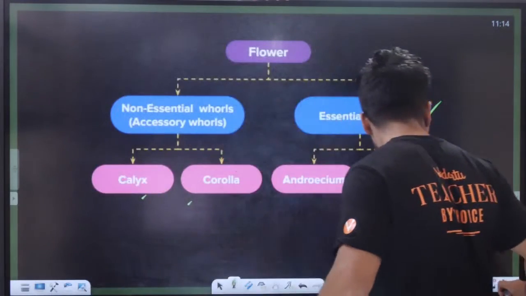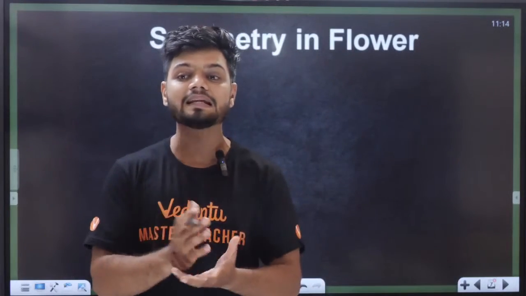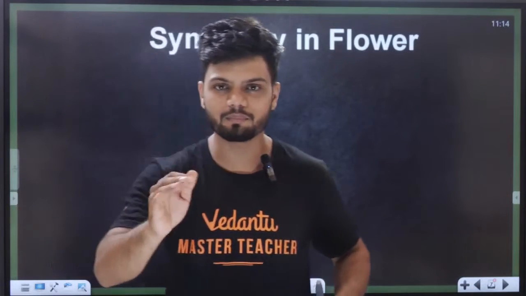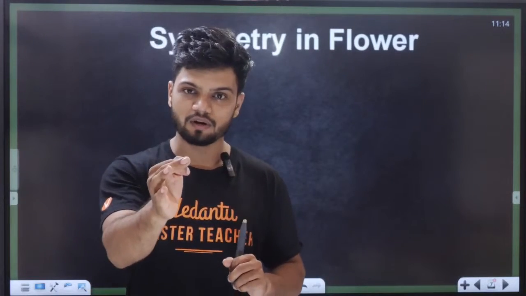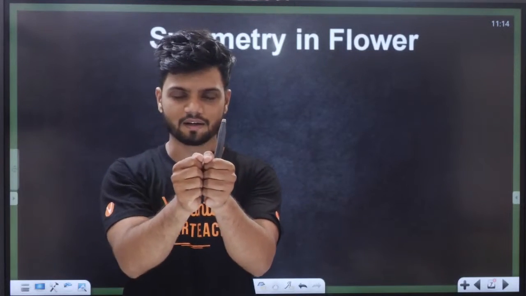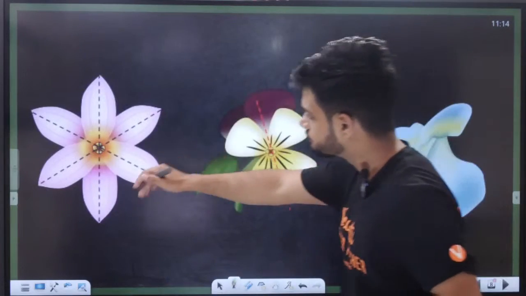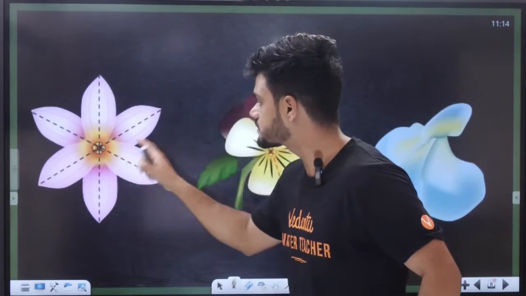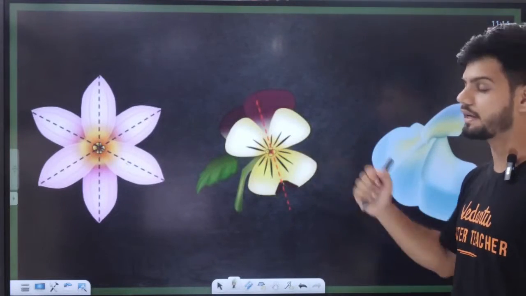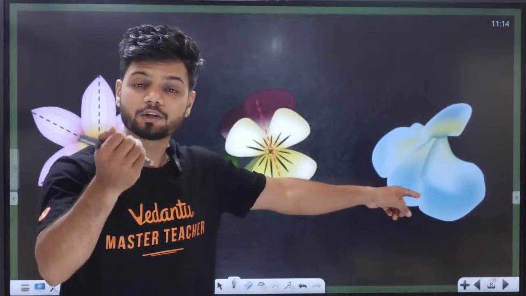Now, students, the next thing you need to understand, and the first trick is coming up, is symmetry in a flower. Imagine you're holding a flower in your hand and you're supposed to cut the flower into halves. One flower can be cut into halves in only one plane. Or we have a flower which you cannot cut into halves at all.